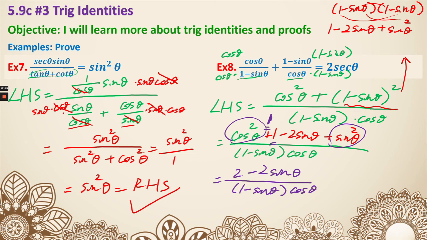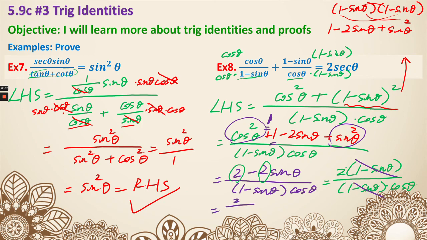So now something that you would need to notice, there's a 2, there's another 2. That means for these two terms, we can factor out a 2. Factor out a 2, we have 1 minus sine theta. And the bottom is going to be a 1 minus sine theta times a cosine theta. Of course, because of multiplication, the 1 minus sine theta, they would cancel. So we are left with 2 over cosine theta. Anything over cosine, the reciprocal rule tells us that's basically secant. So we are left with 2 secant theta. And that is my right-hand side. We are done with example 8.